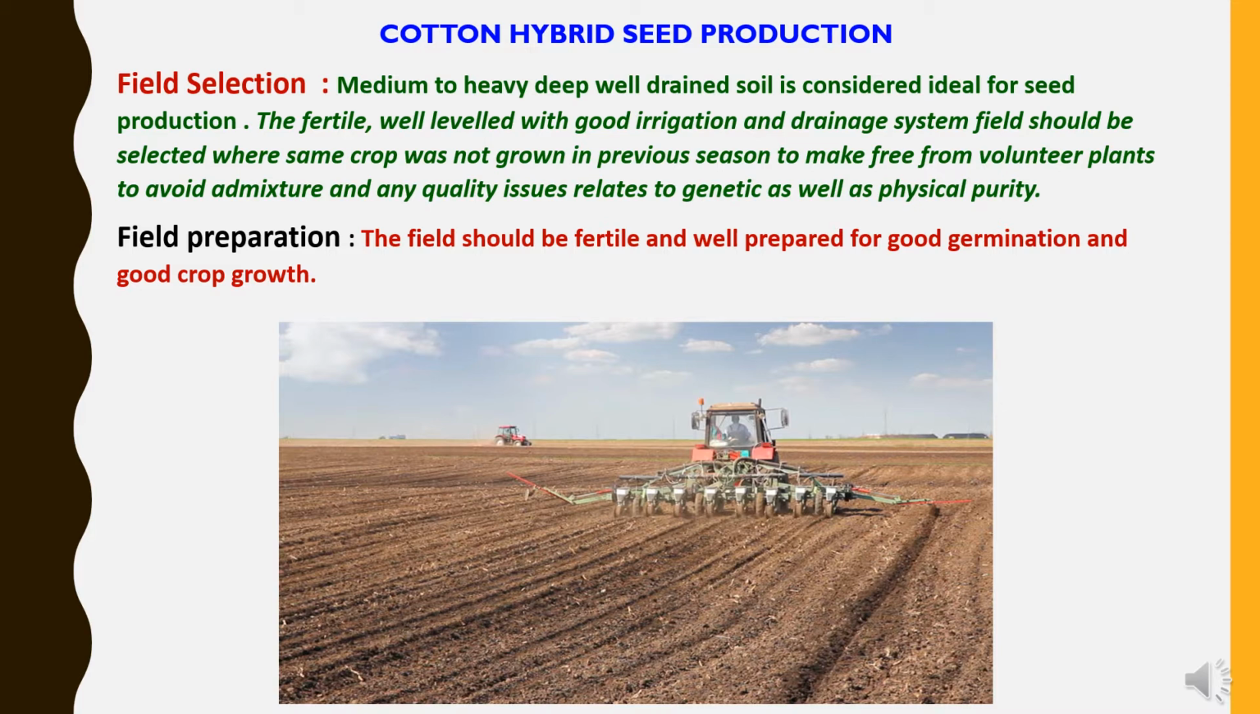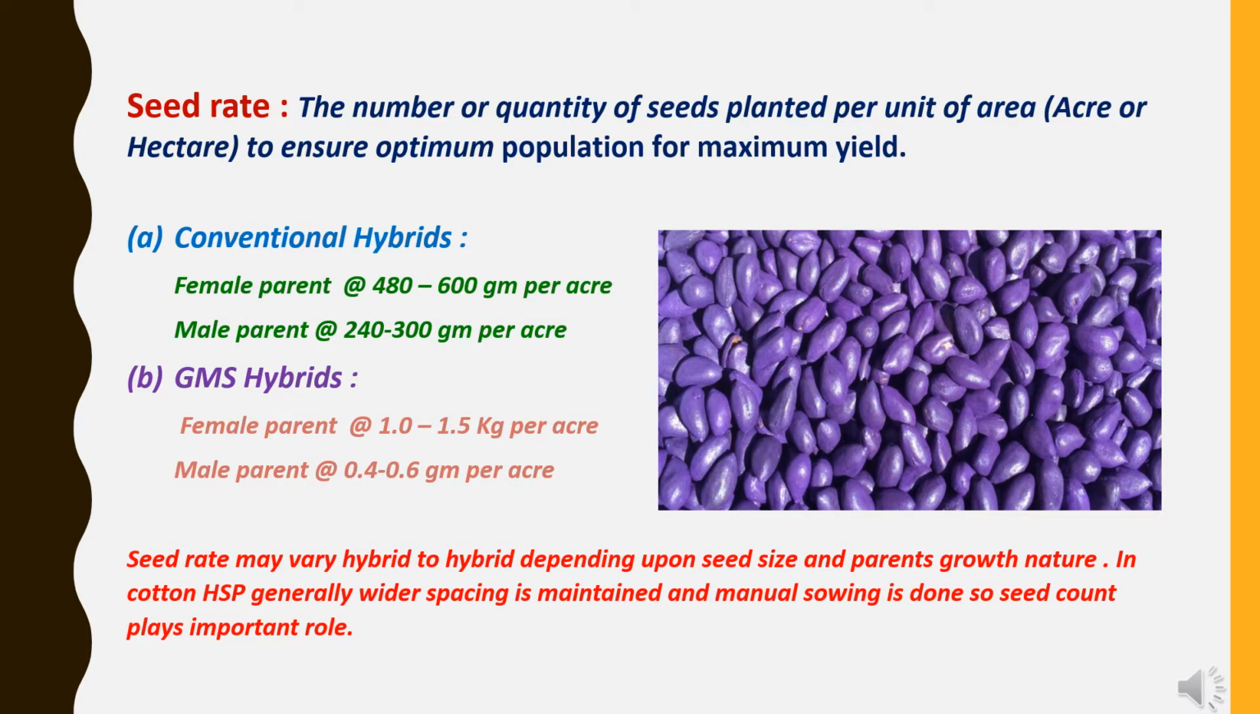In field preparation, the field should be fertile and well prepared for good germination and good crop growth. Now, seed rate. What is seed rate? The number or quantity of seeds planted per unit of area, per acre or hectare, to ensure optimum plant population for maximum yield is called seed rate.